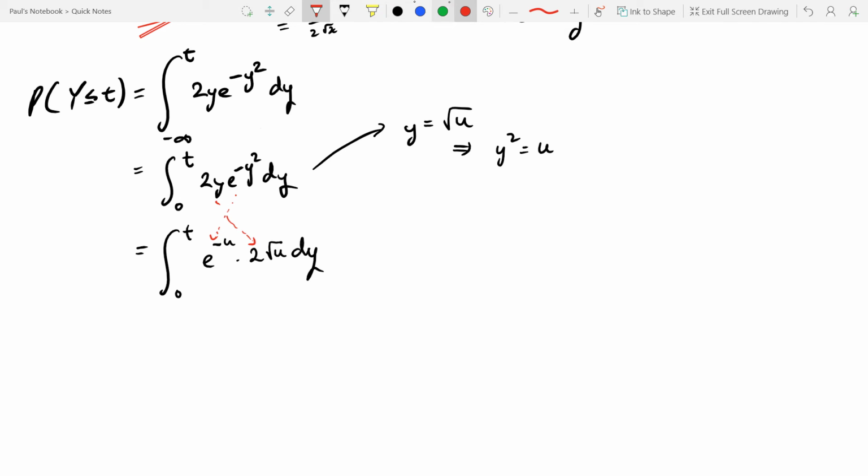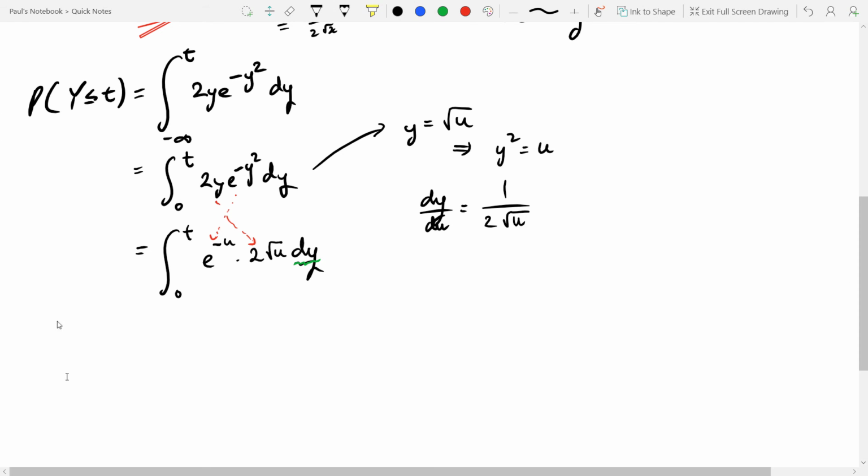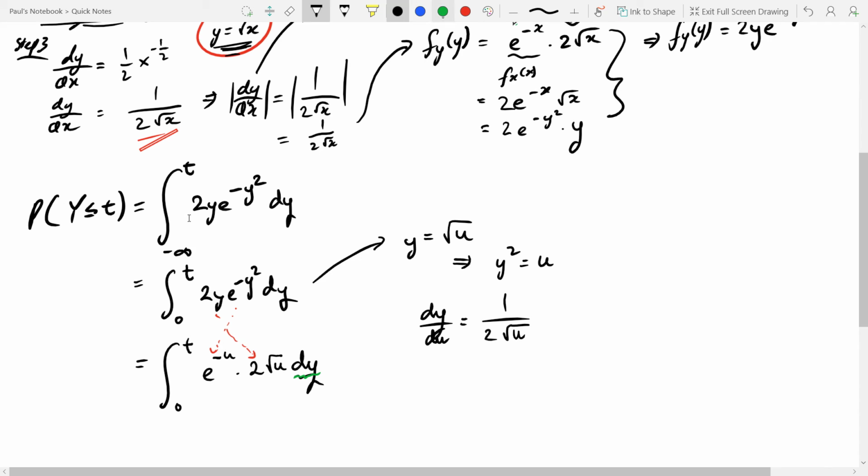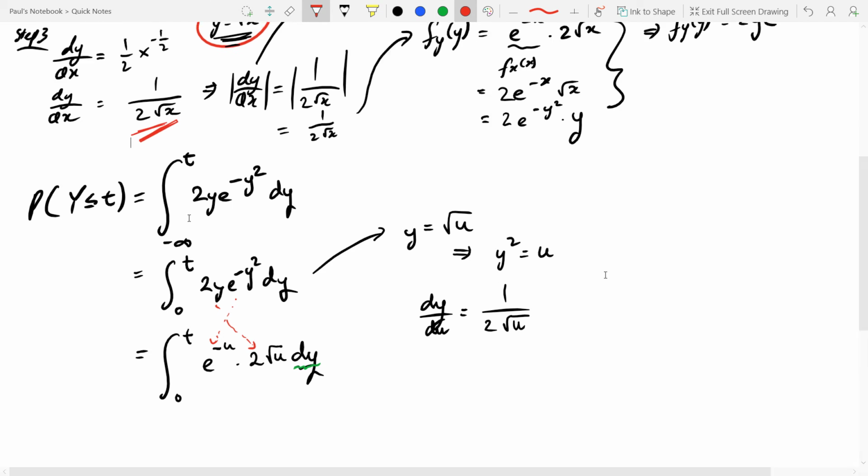Now the next step: how am I going to change this so that the dy here disappears? First, we look at the derivative, dy over du, and we've already done that in the earlier parts. It's going to be 1 over 2 square root of u. So just to move back to where we were, that's the part we found the derivative for.